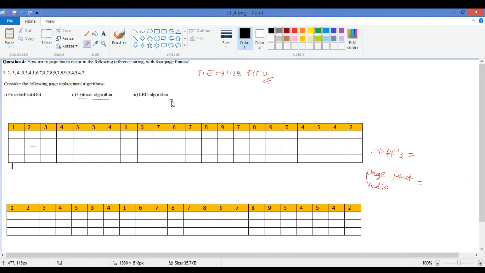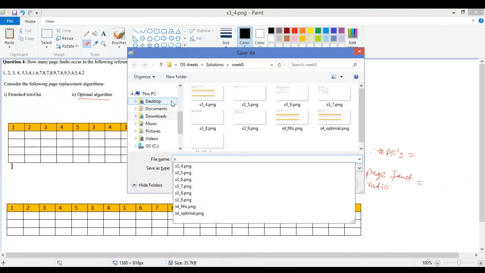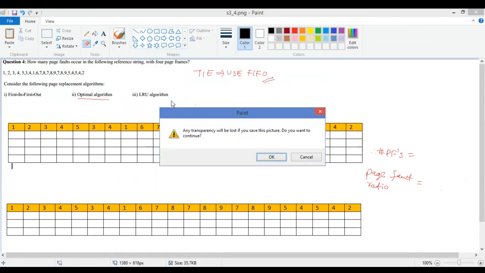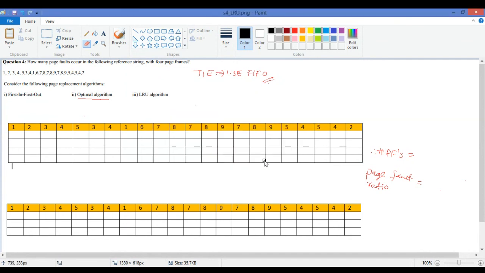Okay. So let me save as with which algorithm? LRU. Okay, according to the least recently used algorithm, the least recently used algorithm. Let's see how we can solve this.